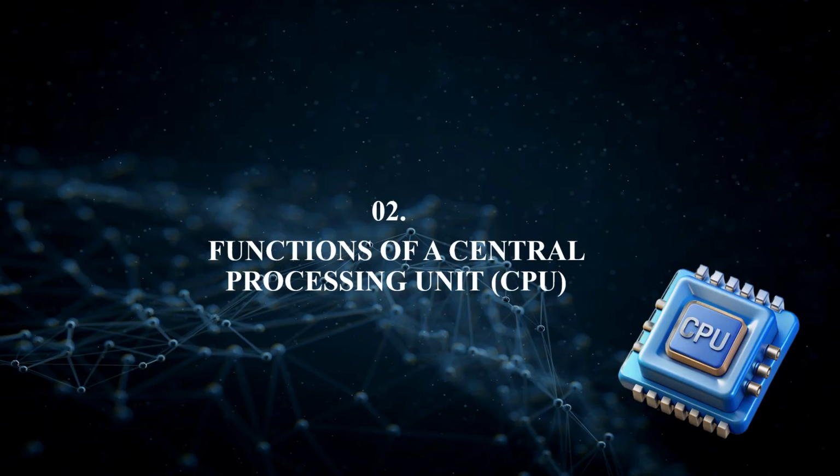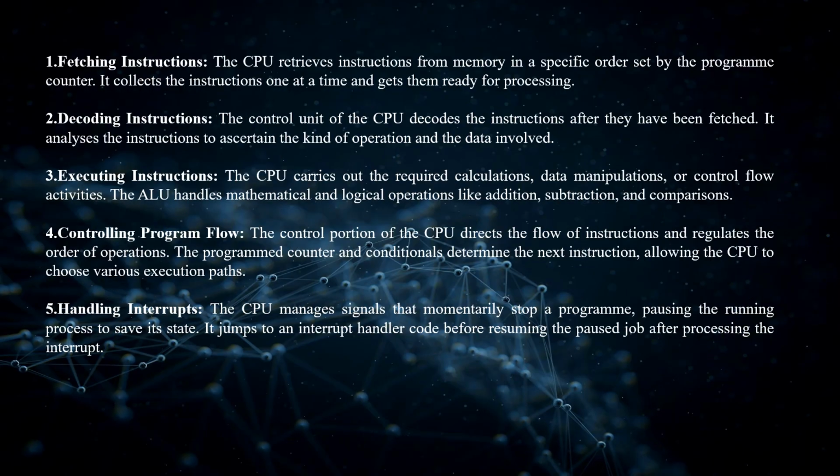Now, let's talk about what the CPU actually does through its core functions. First, it fetches instructions from memory, then the control unit decodes them to figure out what needs to happen. Next, it executes the task like a calculation. It also controls the program flow to decide what instruction comes next. Finally, it handles interrupts which allow the computer to pause a task for something more urgent and then come back to it.